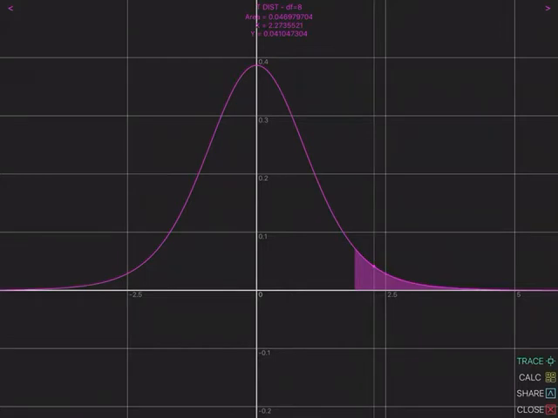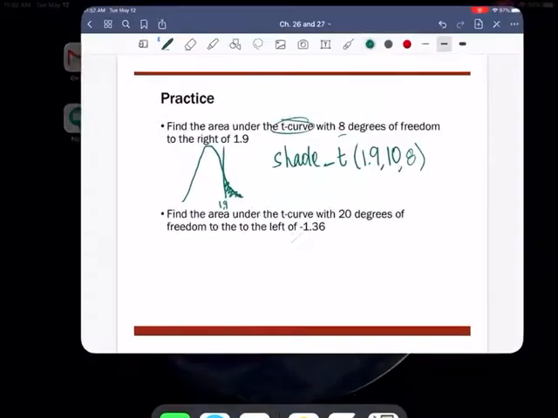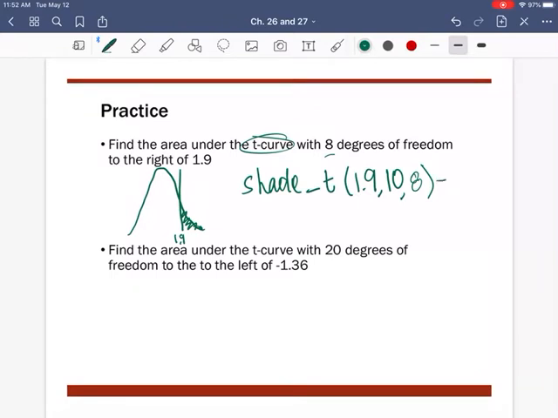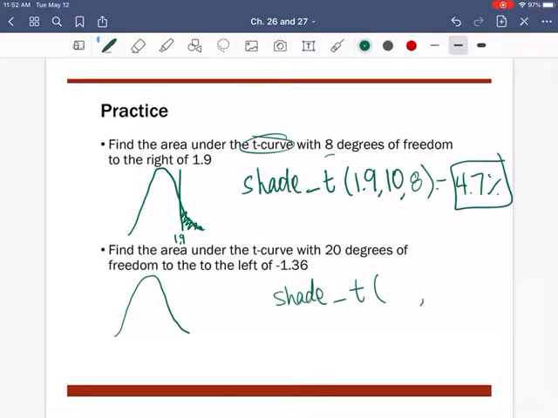Okay, so here's my t-curve. And it works just the same as a shade norm. Shade T gives you the area just like the shade norm. Looks like our area is 4.7%. Okay, so we can do that for this one.